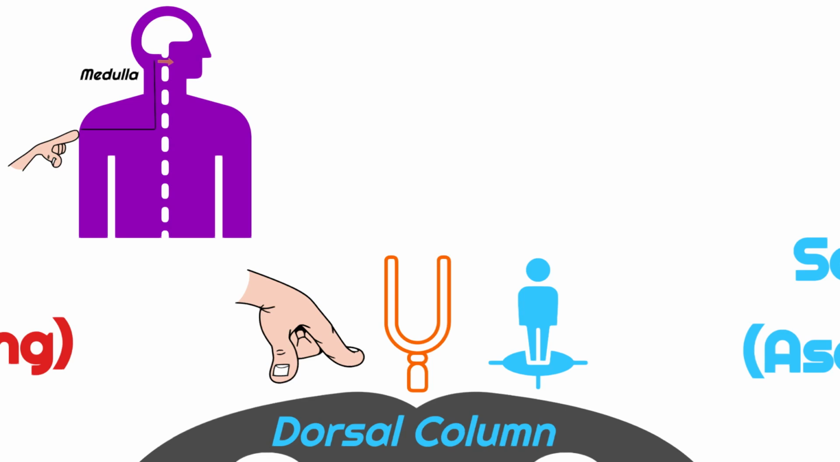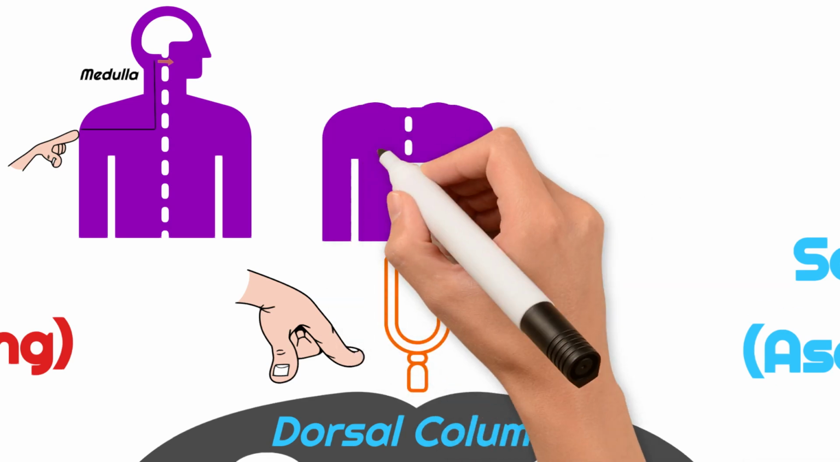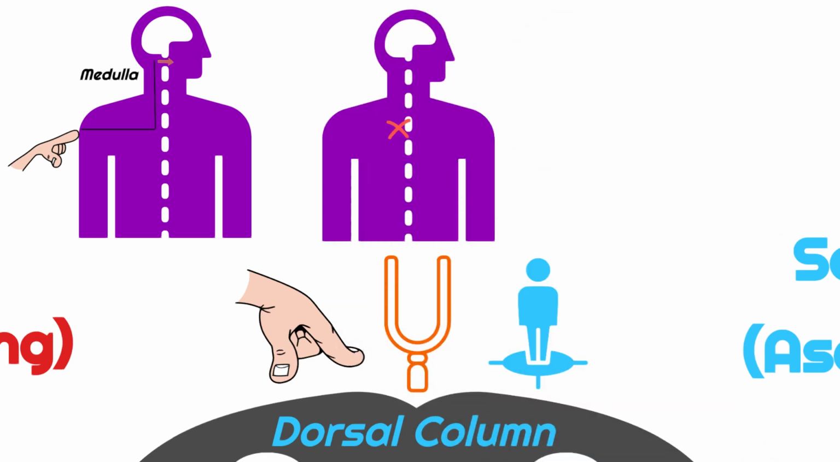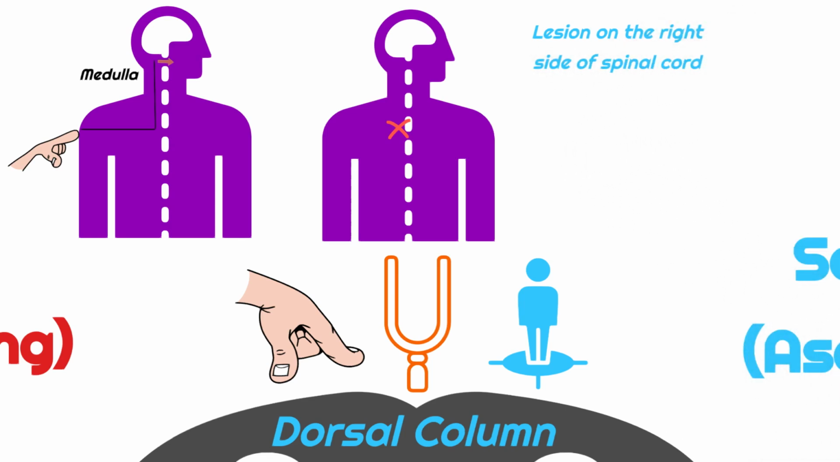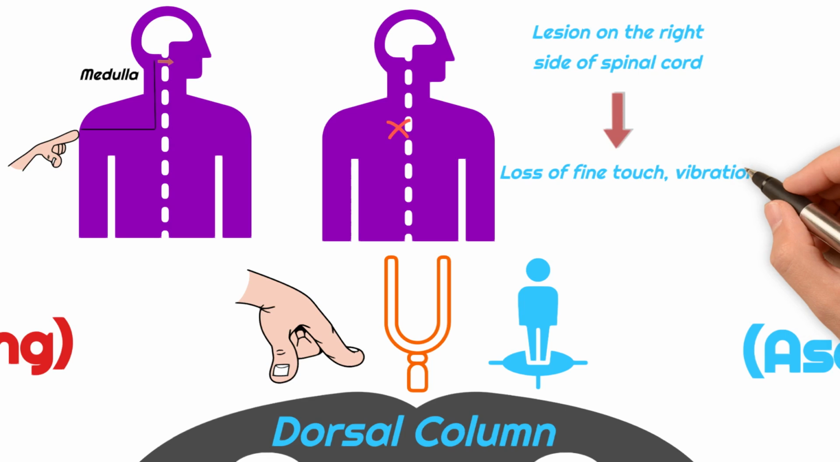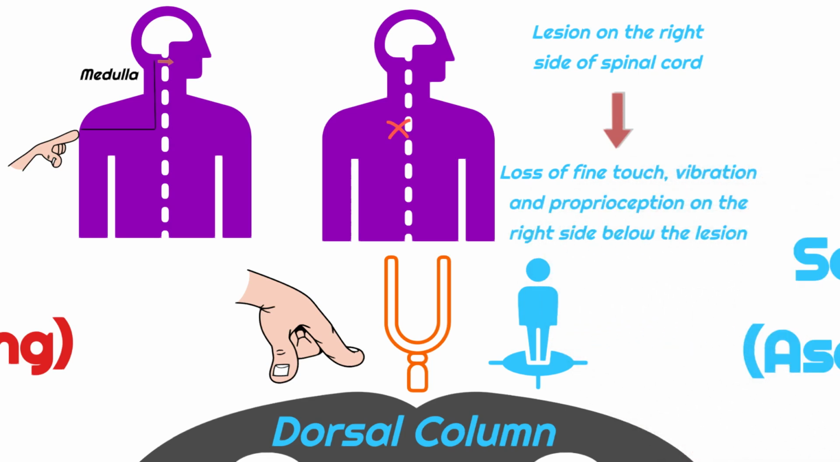This is important because if there is a lesion, for example, if you are, God forbid, in a car accident and you cause trauma to the right side of your spinal cord, and the dorsal column is affected, then you would lose touch, vibration, and proprioception on the right side of the body in a dermatomal pattern below the site of the injury.